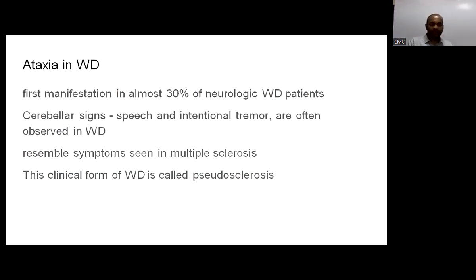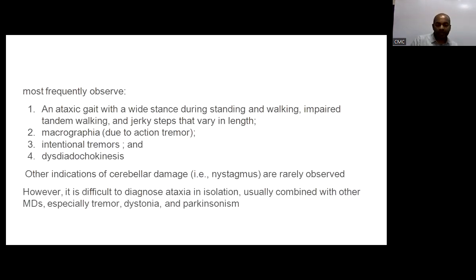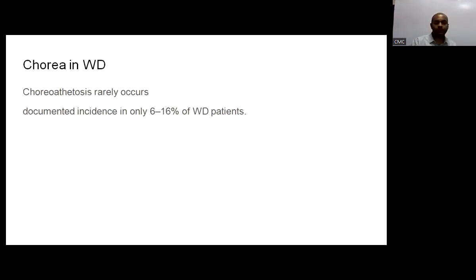Now, patients with Wilson's disease can also present with ataxia. It is the first manifestation in around 30% of patients. Cerebellar signs, speech. Now, the ataxic form of Wilson disease can mimic multiple sclerosis, so this form is also called the pseudosclerotic form of Wilson's. So we see an ataxic gait, micrographia, intentional tremors, dysdiadochokinesia. Nystagmus is rare in Wilson's. So chorea can also be seen in Wilson's, in 6 to 16% of patients.